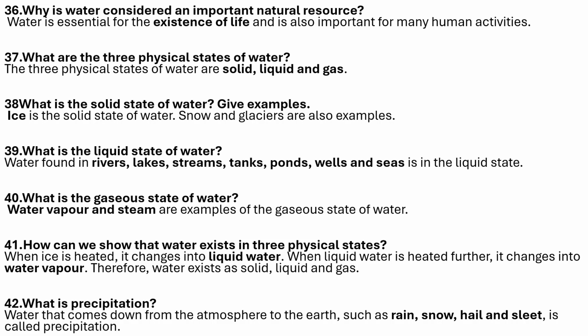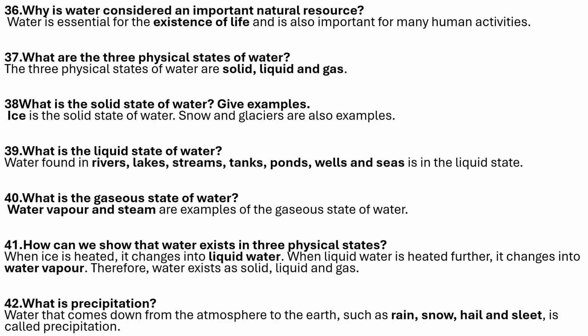What is the liquid state of water? Water found in rivers, lakes, streams, tanks, ponds, wells, and seas is in the liquid state. What is the gaseous state of water? Water vapor and steam are examples of the gaseous state of water. How can we show that water exists in three physical states? When ice is heated, it changes into liquid water. When liquid water is heated further, it changes into water vapor. Therefore, water exists as solid, liquid, and gas.